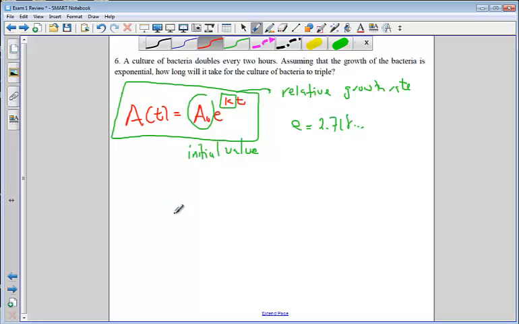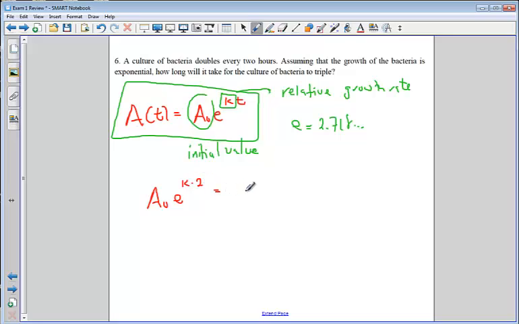Well, I know it doubles every 2 hours. So what that means is if I plug in 2 for t, it's going to double. So I get not just a naught back, but 2 times a naught. And I can actually solve this for k because when you divide both sides by a naught, these cancel. And so I have e to the k times 2 equals 2.